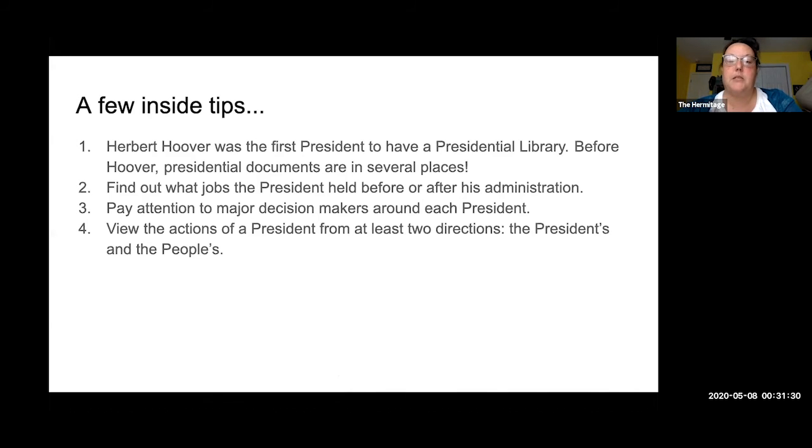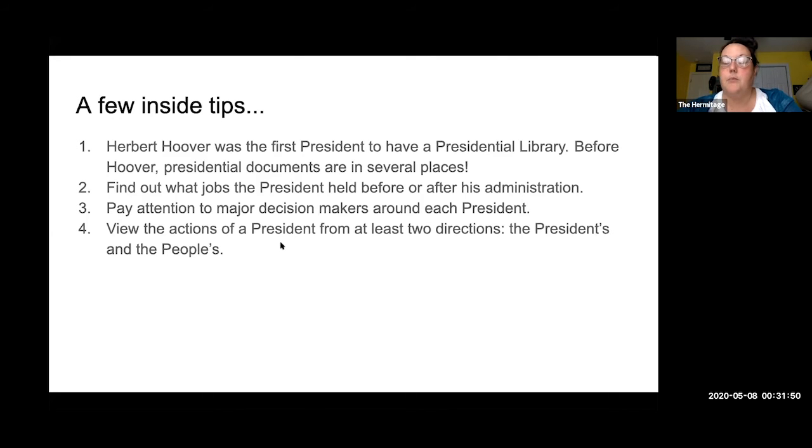But presidential documents for presidents previous to him can be found in many places. So don't be limited just by what the Library of Congress is showing you, or what the National Archives is only showing you, or what the Hermitage might only have to show you. You need to be ready to get out there and make sure that you're looking in several different places.